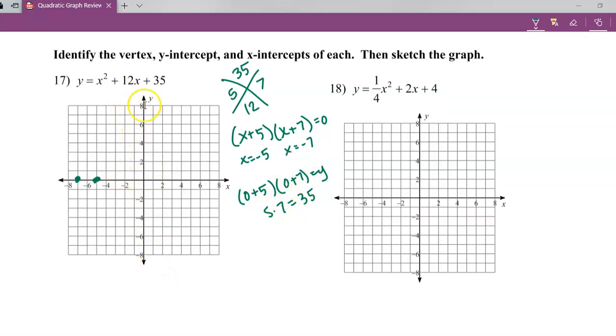So the y-intercept is going to be way up there. We can't really draw that on there, and that's okay. Now what we need to find is the vertex in order to finish drawing this. So we need to find h, k, the vertex.